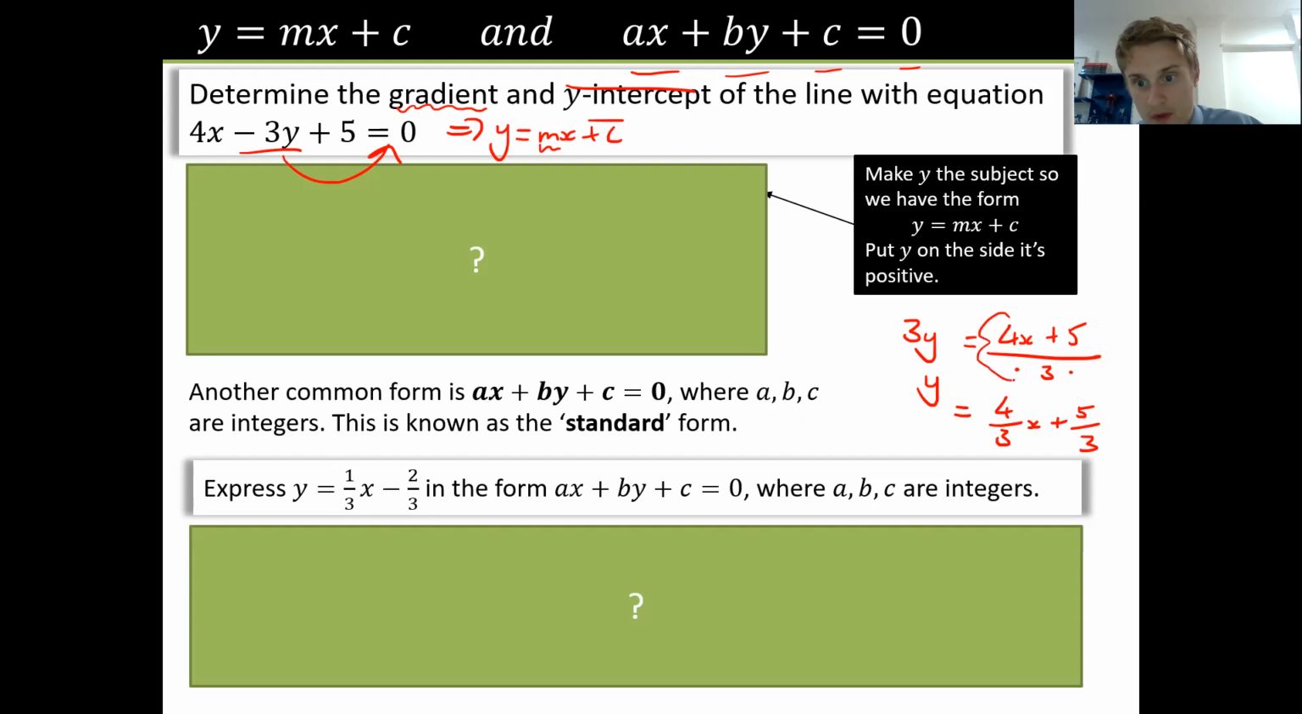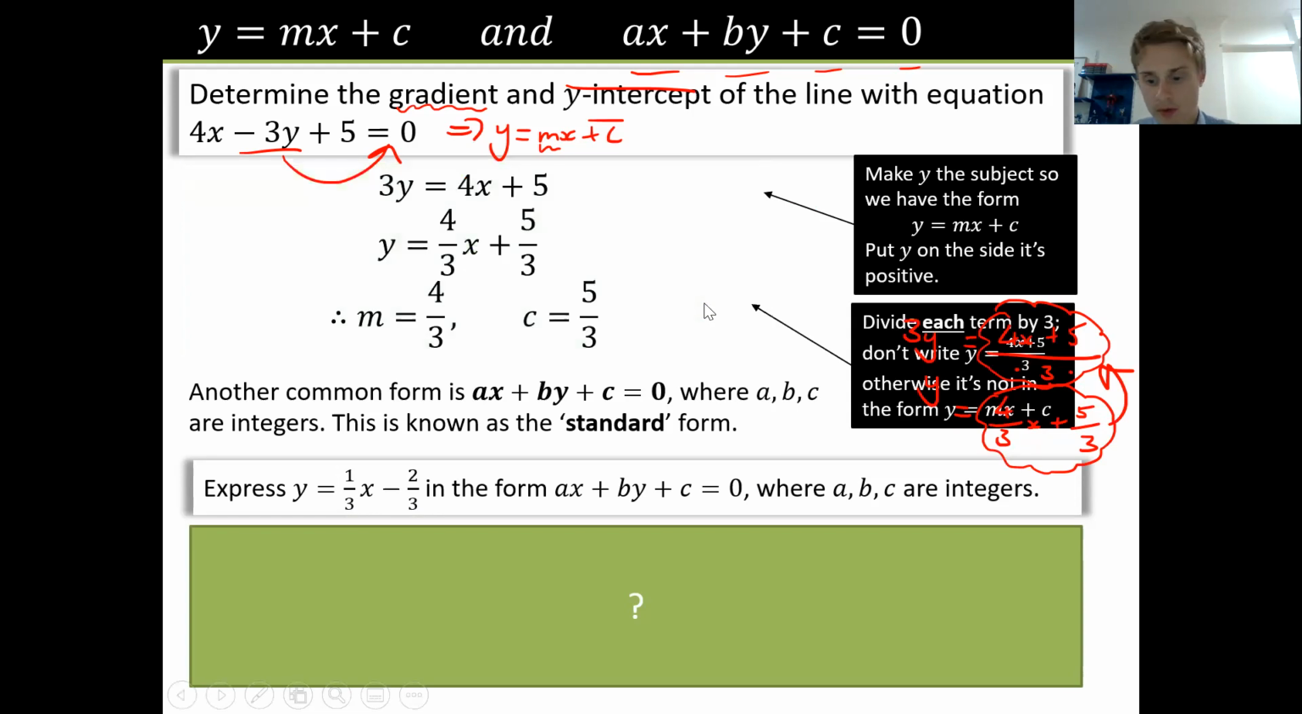One to watch out for there, how I did that. Okay, if you do adding fractions in reverse, you will see that what I've done there is the same as that. Okay, writing them as separate blocks is quite an important skill, and it will come up in other topics as well. So the gradient then must be 4/3 and c must be 5/3. We can do this the other way as well. So this is y equals mx plus c.